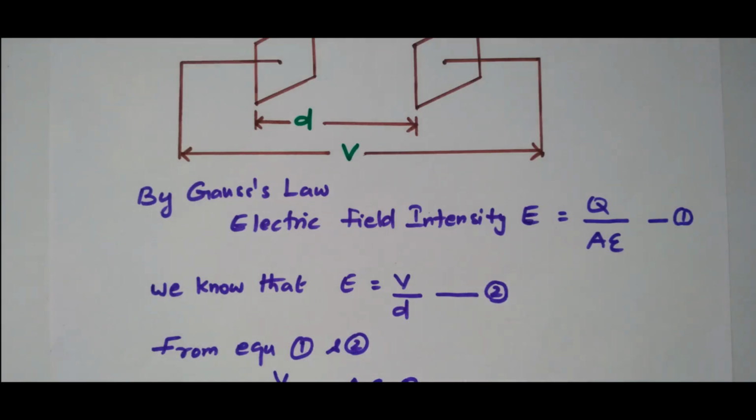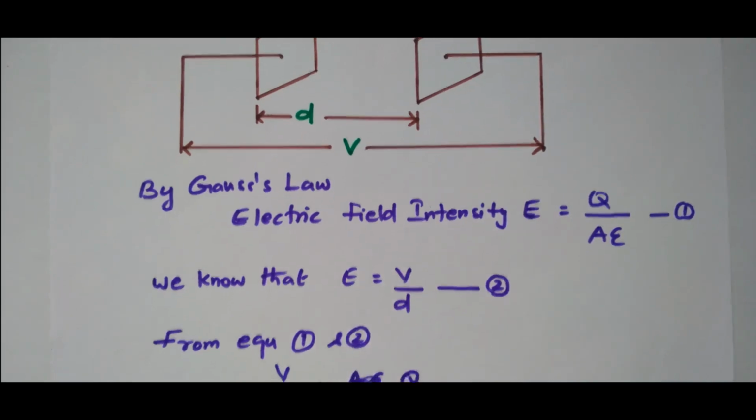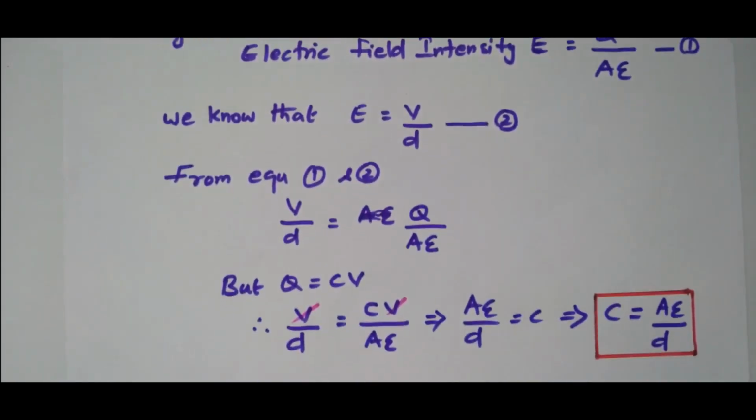Right, from equations 1 and 2, both are expressions for the electric field intensity, so we can equate them. From equations 1 and 2, V by d equal to Q by A epsilon, right? Equation 1 gives Q by A epsilon, equation 2 gives V by d, so both are equated. Now we substitute Q equal to CV. You know the general formula Q equal to CV.